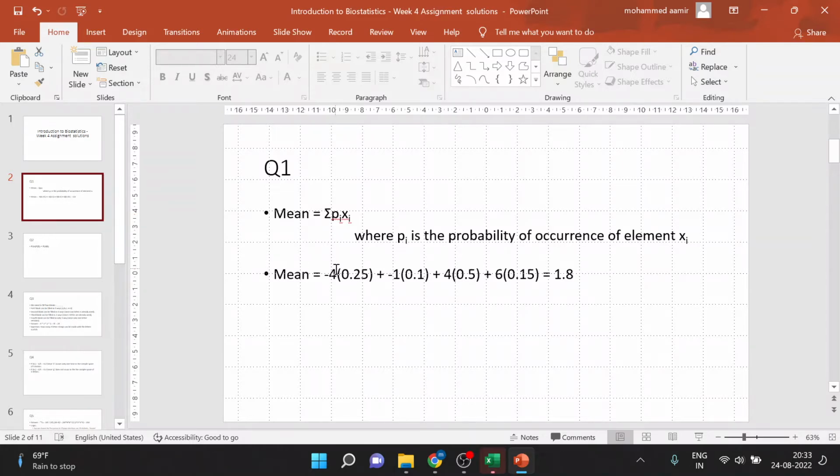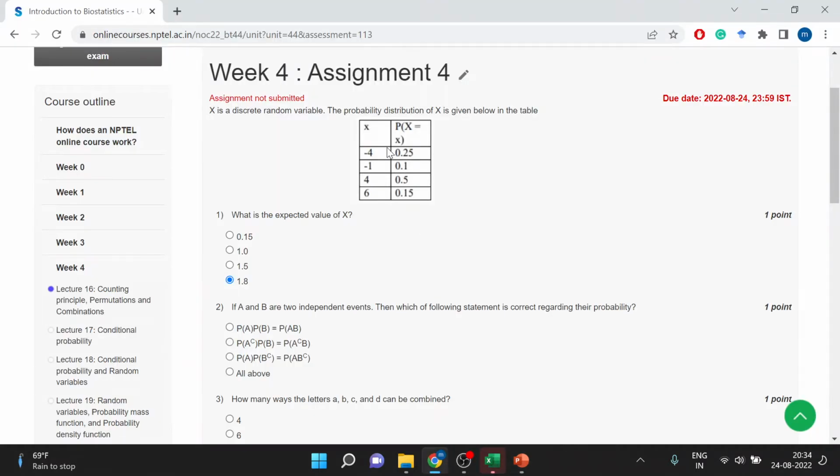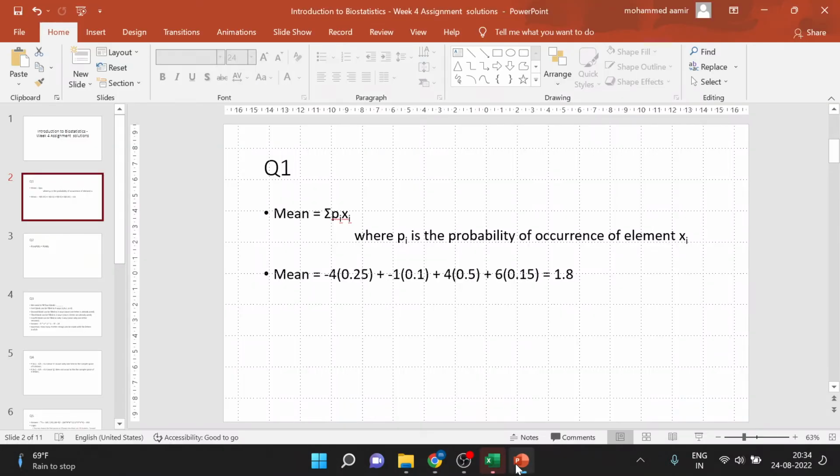For this specific example, the solution is you just need to multiply each of the given values of the random variable by its probability, and that is nothing but -4 into 0.25, minus 1 into 0.1, and so on, and just add those. And by doing that, you get basically this expression, which equals 1.8. So the answer to the first question is 1.8.